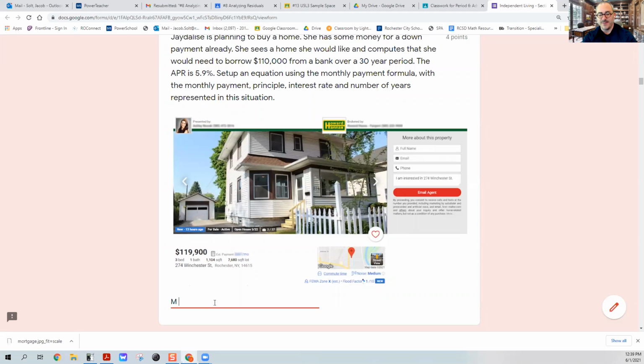M is going to be your monthly payment. It's going to equal a parentheses for my numerator, the principal. So you're going to need something in here, times an expression, something in there, times an expression, something in there. And then it's going to be divided by a parentheses for the denominator, an expression, and then you're going to have a number. You're going to close that off. So that's your basic setup.